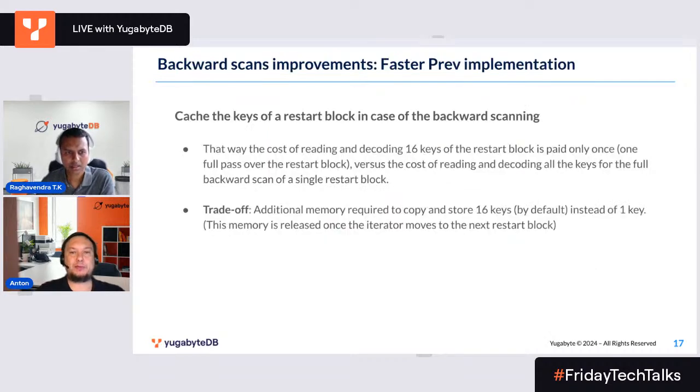The obvious solution is to try to cache the keys when we do the first pass over the restart block. In this case, we pay the cost of reading and decoding all the entries inside the restart block only once, during the first pass. But the trade-off here is that we have to use additional memory to store all 16 keys instead of storing one key. But the memory will be released once the iterator moves to the next restart block.